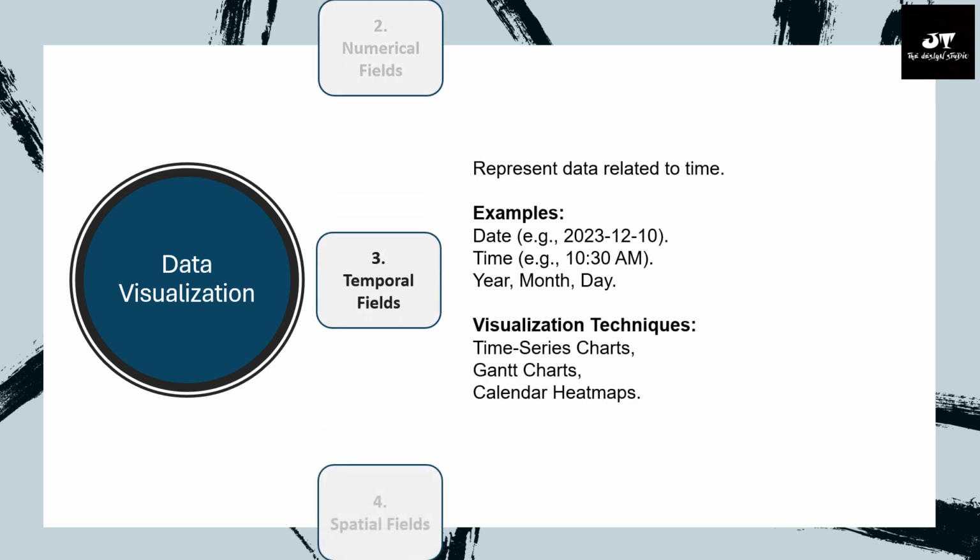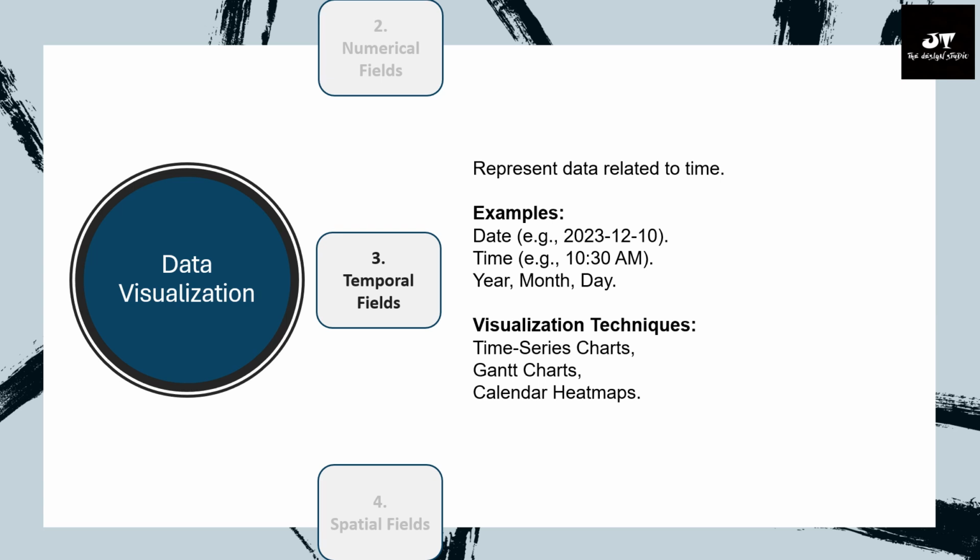Temporal fields represent time-based data and are crucial for analyzing trends, forecasting, and tracking changes over periods. These fields include specific timestamps such as dates, like the 10th of December 2023, times, like 10:30 a.m., and broader time divisions like years, months, or days.